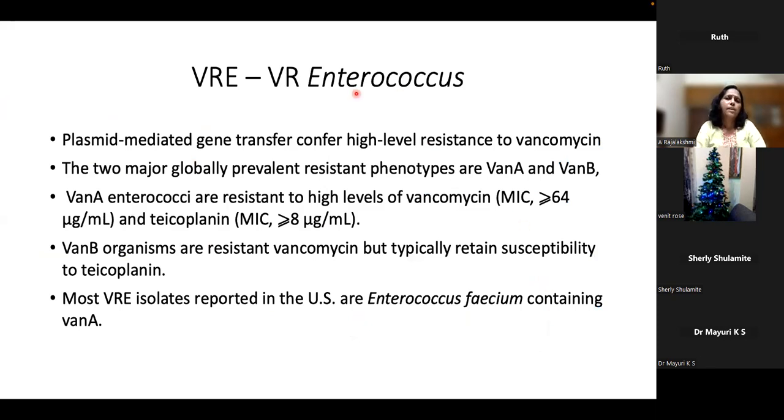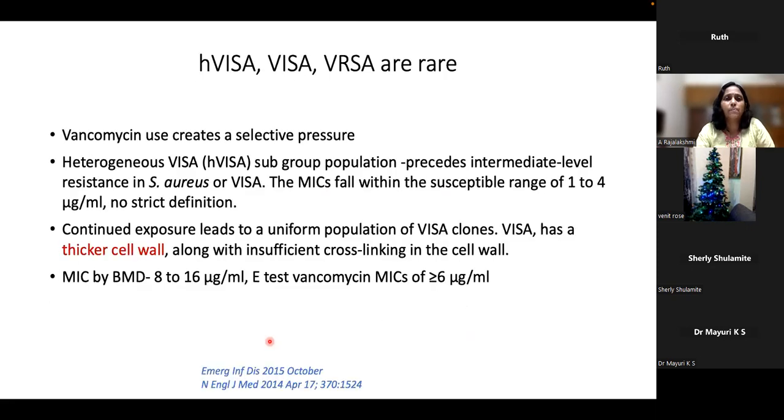So how does resistance develop? There are some differences in how resistance develops in Enterococcus and in MRSA. In VRE, it's a plasmid-mediated gene transfer which confers high-level resistance to vancomycin. And there are two resistance phenotypes called VAN-A and VAN-B. VAN-A organisms are resistant to high levels of vancomycin and teicoplanin, and both cannot be used if there's VAN-A-mediated resistance. And VAN-B organisms are resistant to vancomycin, but they are susceptible to teicoplanin. And commonly we find the VAN-A resistant Enterococcus faecium.